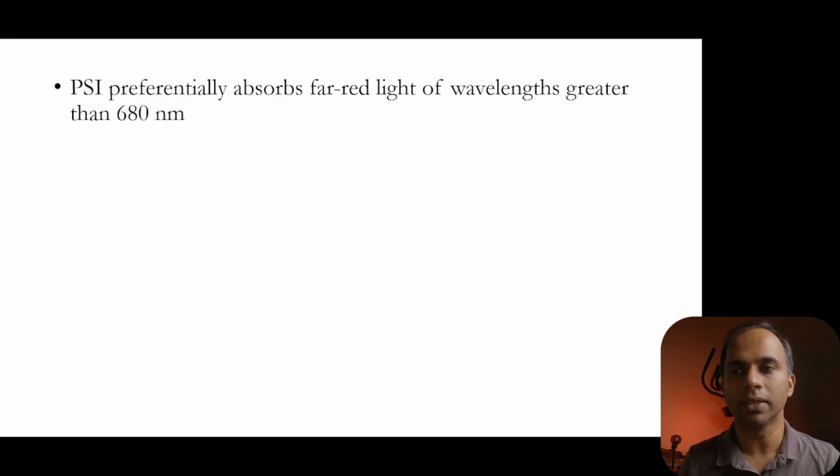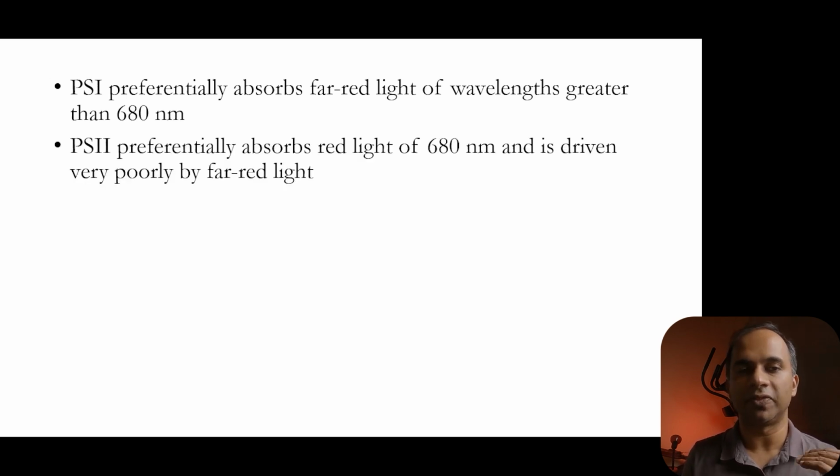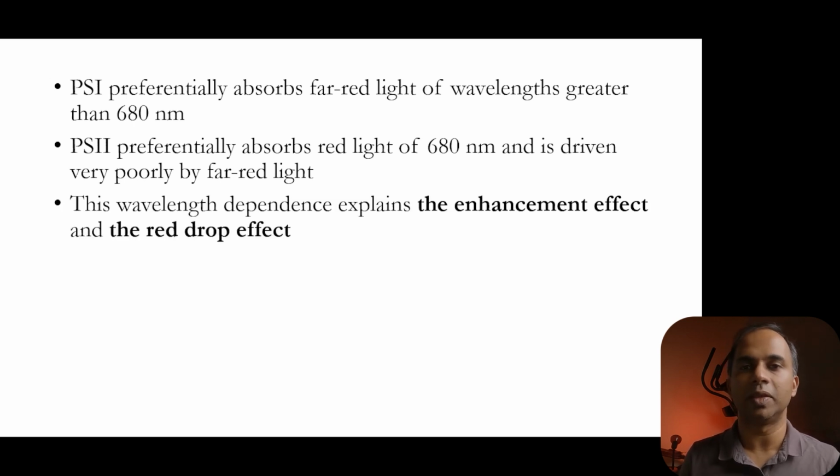Okay, so if we discuss in more detail, photosystem 1 preferably absorbs far-red light of wavelengths greater than 680 nanometers. And photosystem 2 preferentially absorbs red light of 680 nanometers. This photosystem 2 is driven very poorly by far-red light wavelengths. And as I mentioned earlier, this wavelength dependence we call the enhancement effect, or the red drop effect, or Emerson enhancement effect.